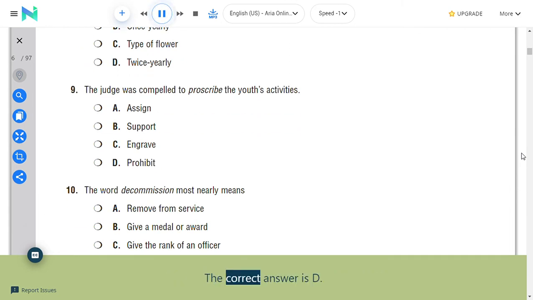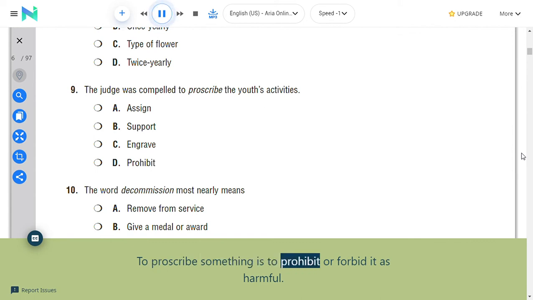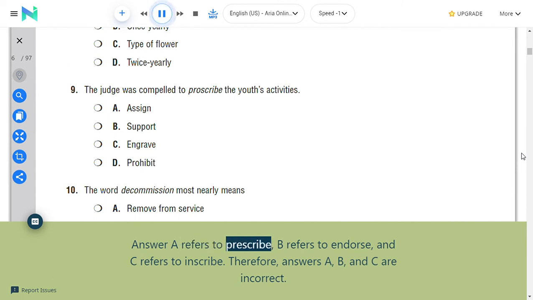9. The correct answer is D. To proscribe something is to prohibit or forbid it as harmful. Answer A refers to prescribe, B refers to endorse, and C refers to inscribe. Therefore, answers A, B, and C are incorrect.